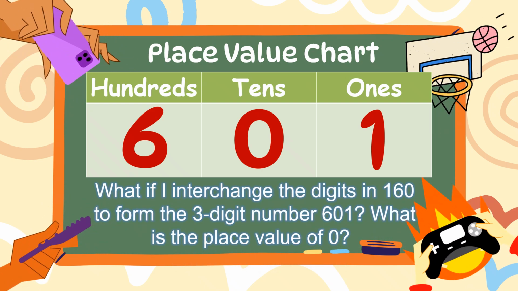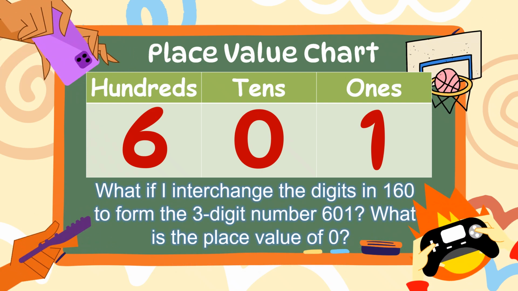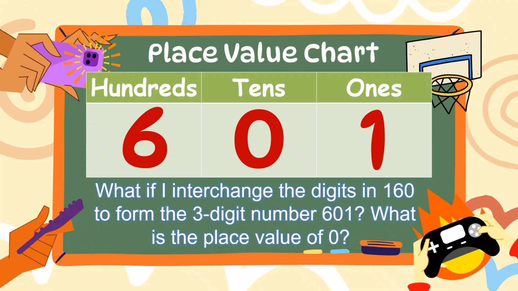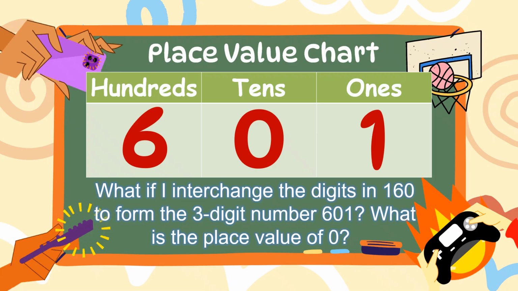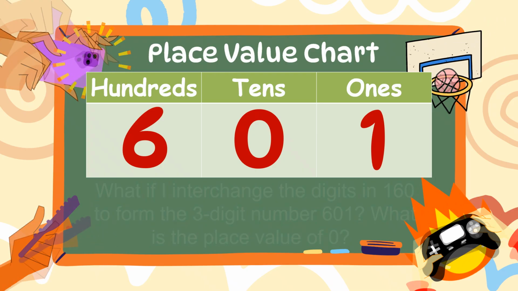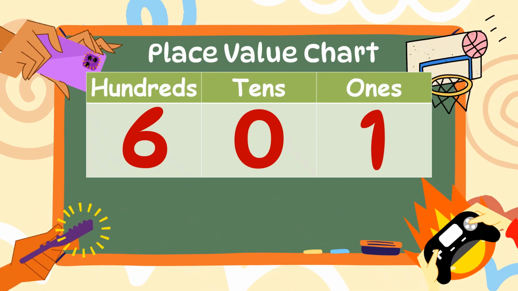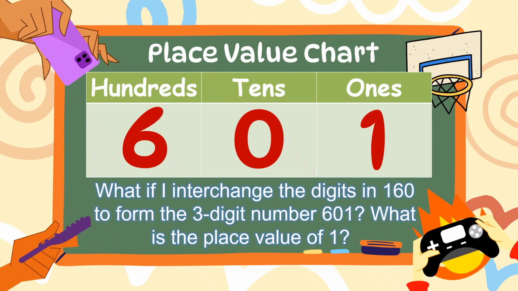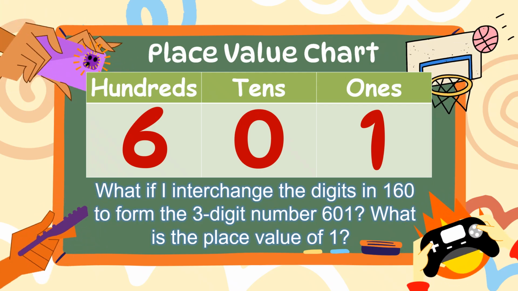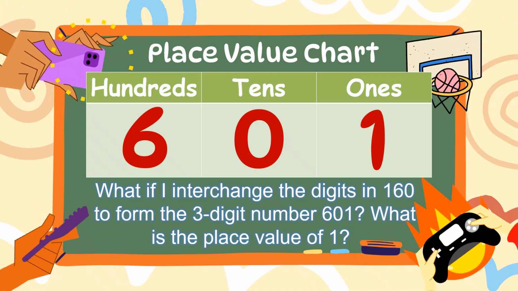What if I interchange the digits 160 to 601? What is the place value of 0? Right. And what about the 1? Very good. Okay.